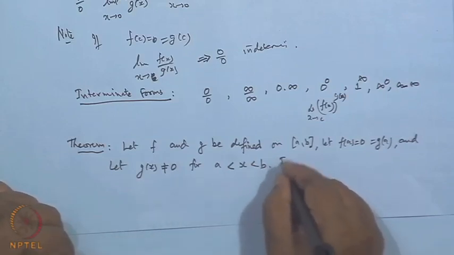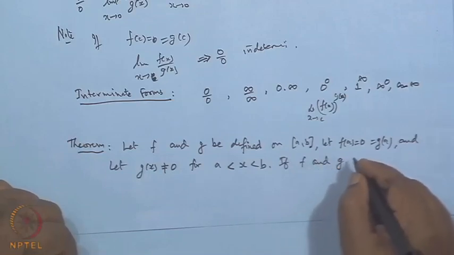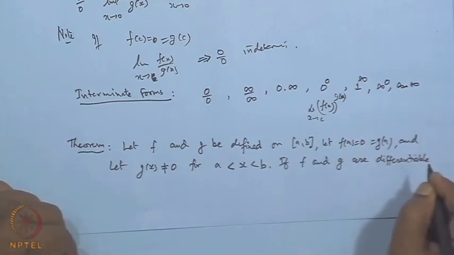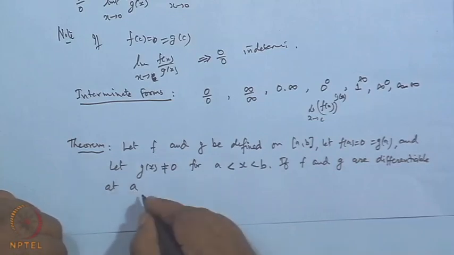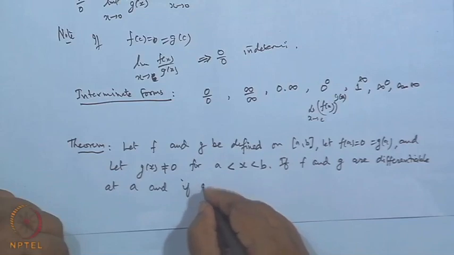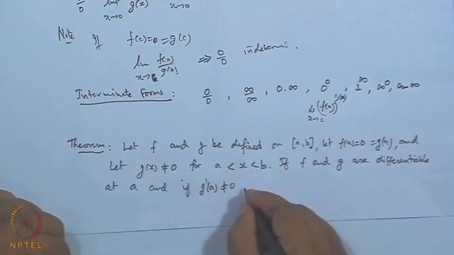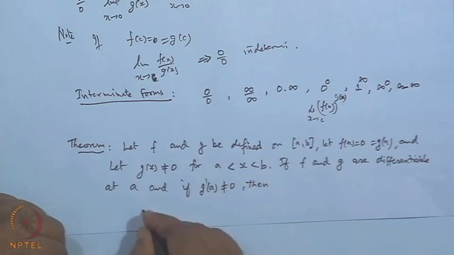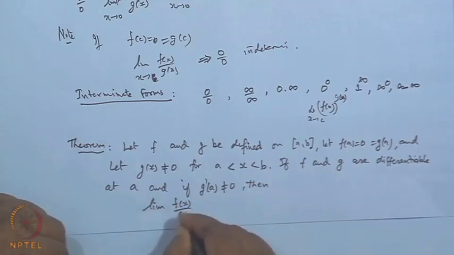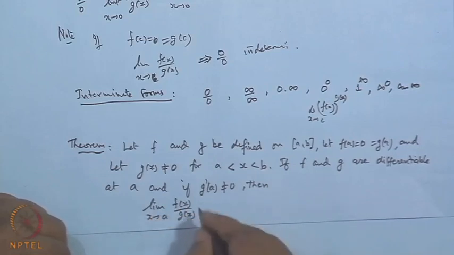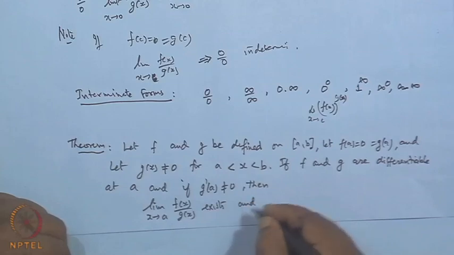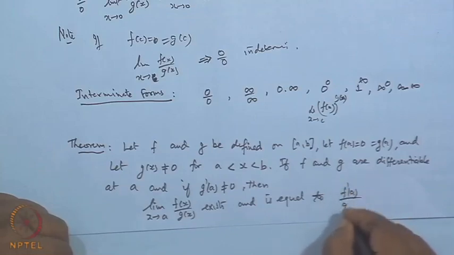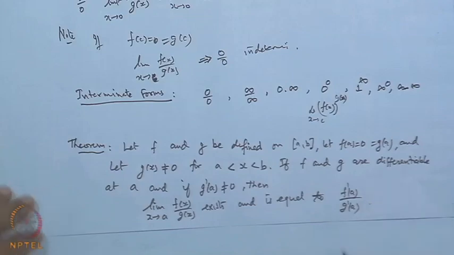Now, if f and g are differentiable at a, and if g'(a) is not 0, then the limit of f(x) over g(x) when x tends to a exists and is equal to f'(a) over g'(a). So, this is the result.